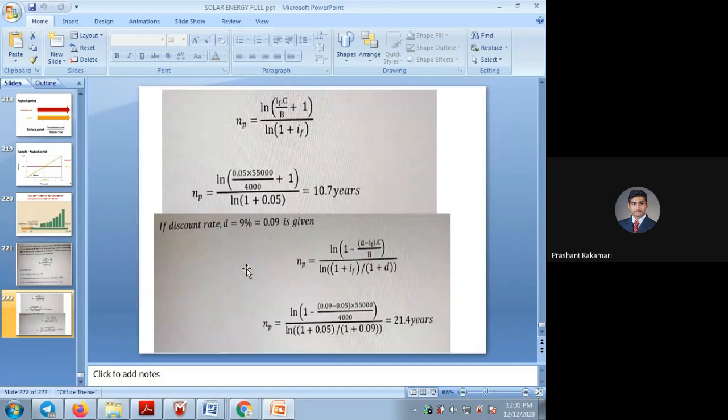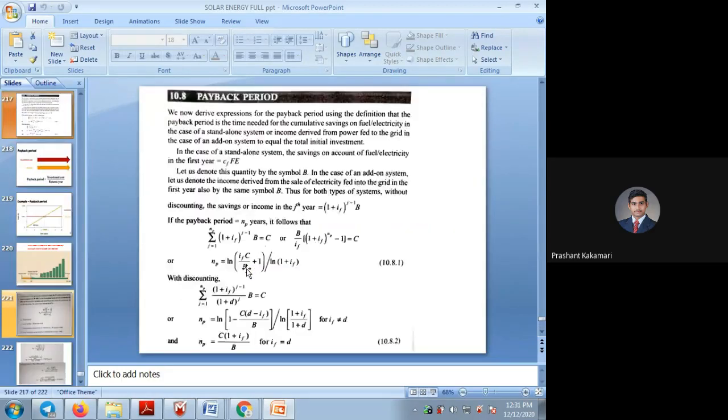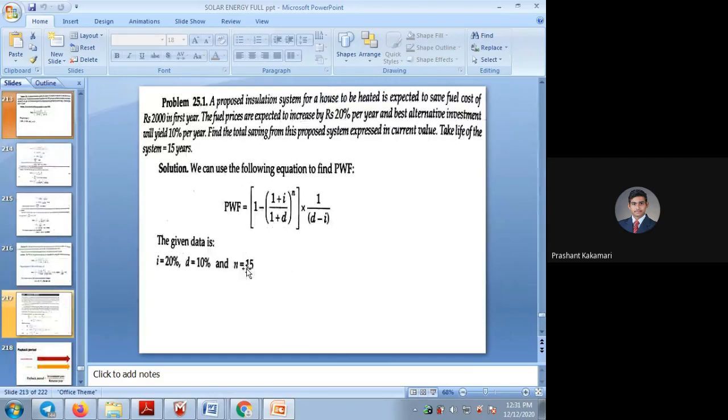So we will solve some problems so that you can understand the importance of these equations. The first problem you can see here: a proposed insulation system for a house. In the house, we are going to do the insulation outside or inside, so that the cooling and heating loads will be reduced, and we can save some money on electricity. A proposed insulation system for a house to be heated is expected to save fuel cost of rupees 2000 in the first year. So 2000 they are going to save in the first year.